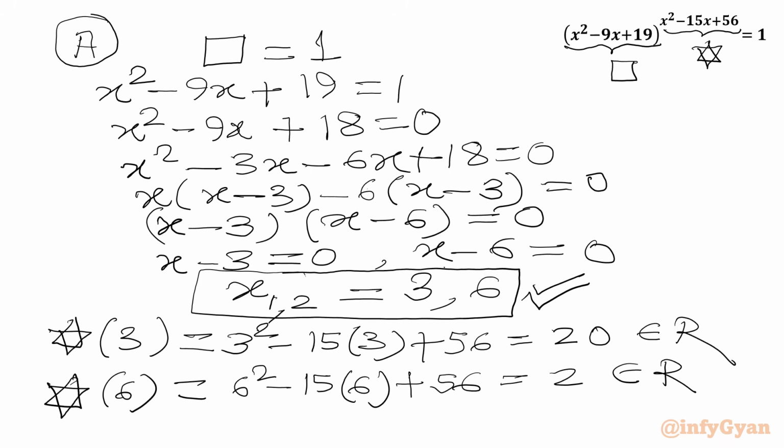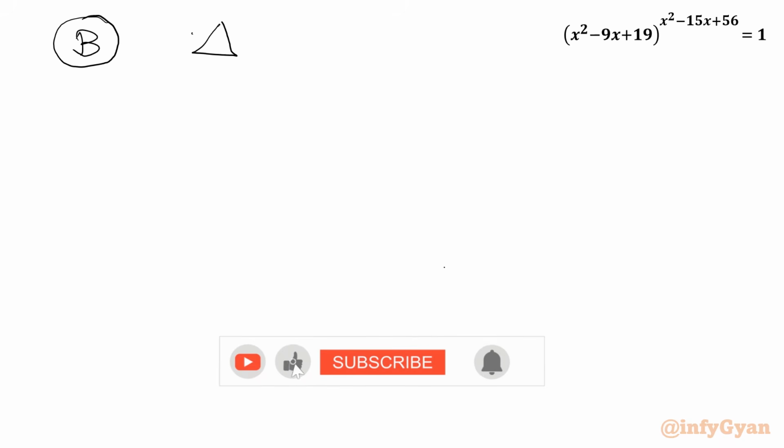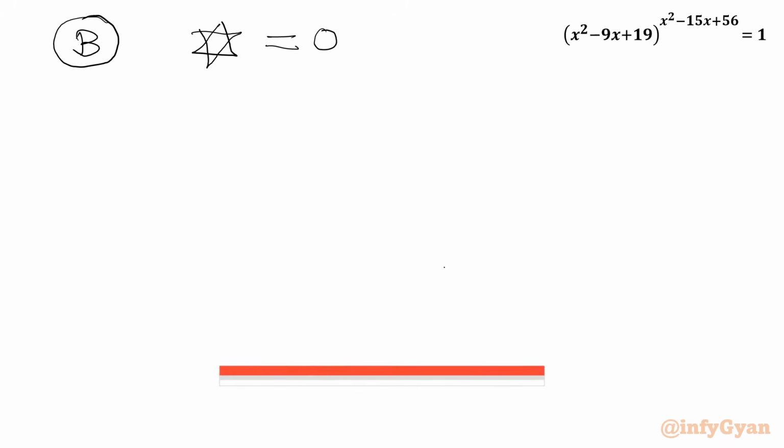This was case A. Now we will take up case B. So I will write here case B. Here our star or exponent is equal to 0. And what we will check after that is that the base should not be 0. Box should not be 0. Here we have star.